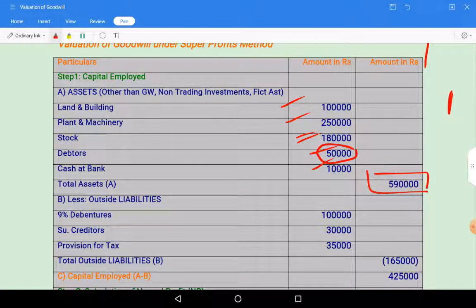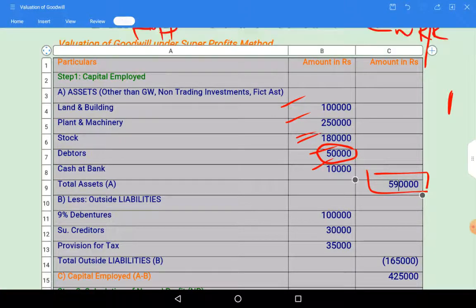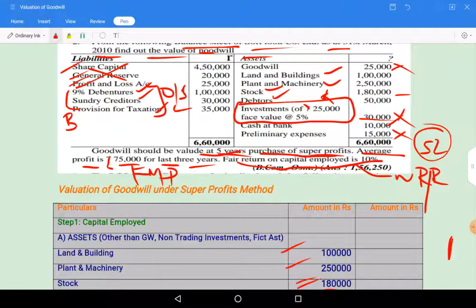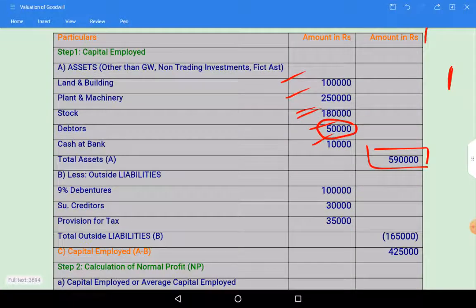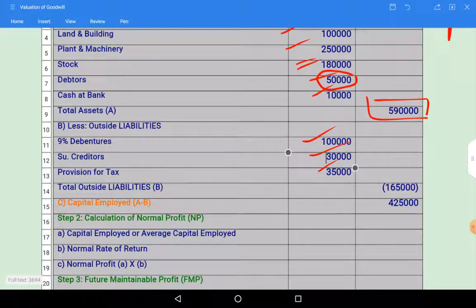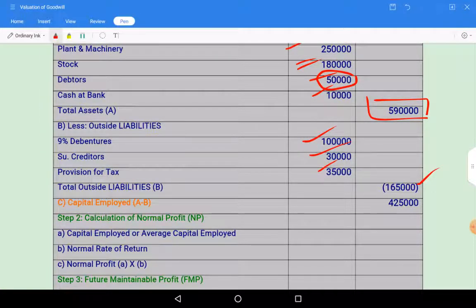This is the assets value. From the liabilities side, we have to consider only three outside liabilities: 9% debentures, sundry creditors, and provision for tax. I have written here less outside liabilities, these three, 1 lakh 30,000 and provision for tax 35,000. Total comes to 1 lakh 65,000. So from 5 lakh 90,000, if you deduct 1 lakh 65,000, it will be 4 lakh 20,000. That is your capital employed.